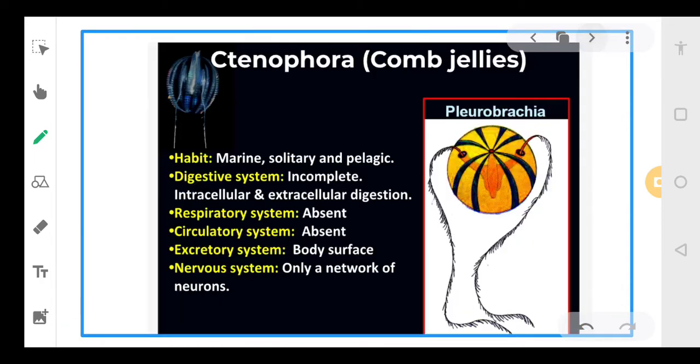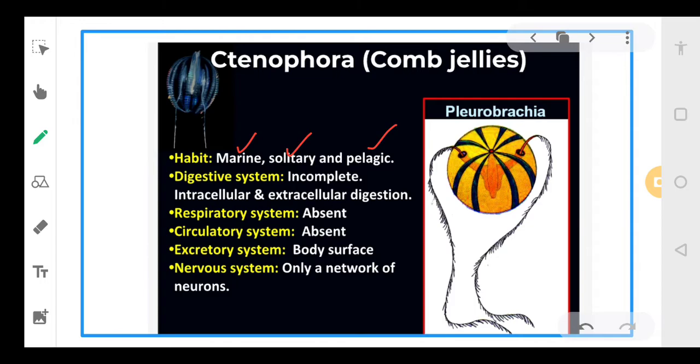Okay. And these organisms are exclusively marine. Exclusively marine means they will be found only in seawater. They are solitary, means they exist individually, and they are pelagic. They exhibit radial symmetry and they are diploblastic. Okay, they are again made up of two layers of cells, so they are diploblastic. They also have a tissue level of organization, means cells are grouped together to form tissues.